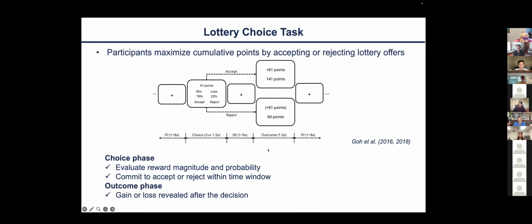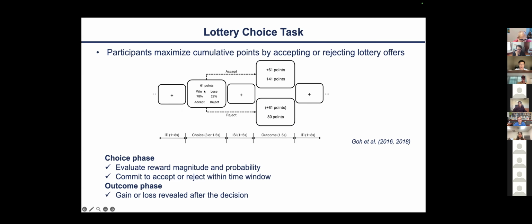To study this mesoscale framework, we use a lottery choice task. You can think of it as a gambling task. For each trial, the subject is presented with, for example, some points, or in the real world it would be money, but in the experiment it's points. The goal for the subject is to maximize, to accumulate as many points as they can during the experiment.